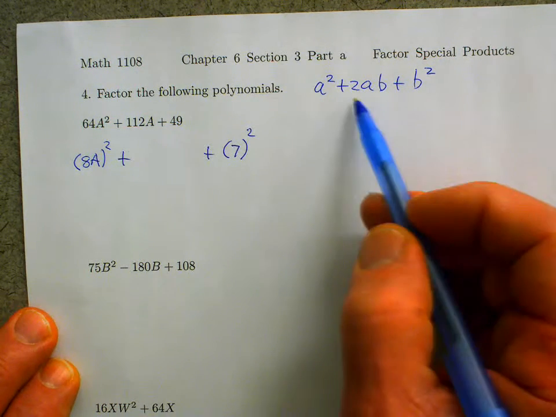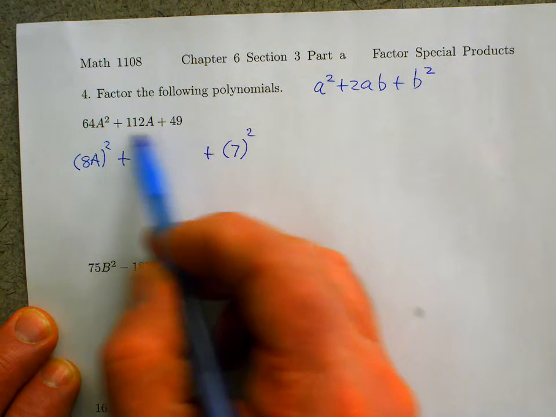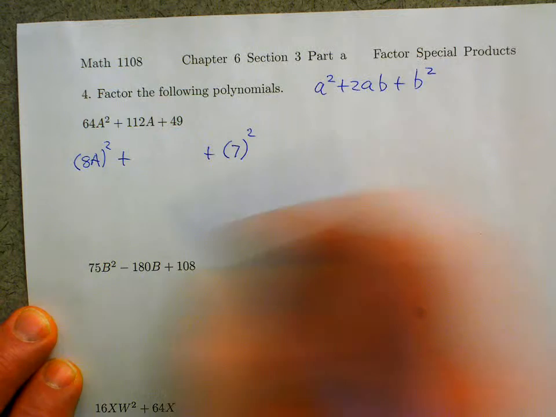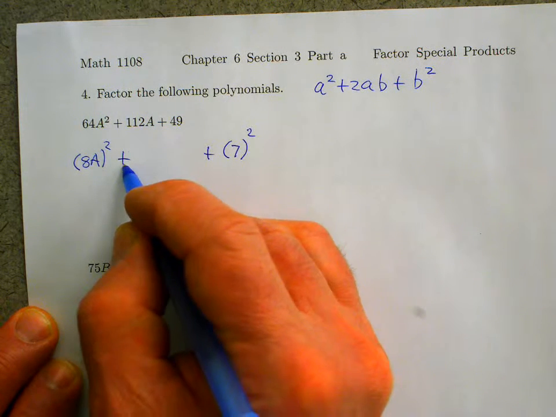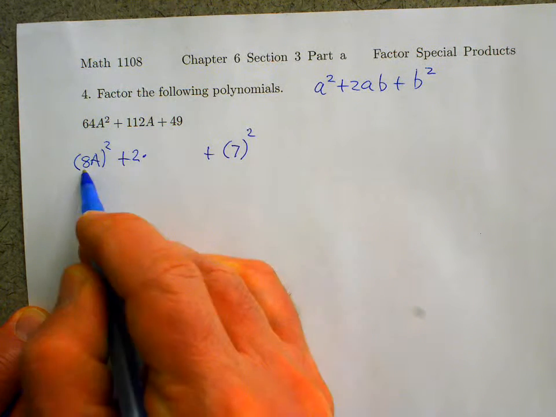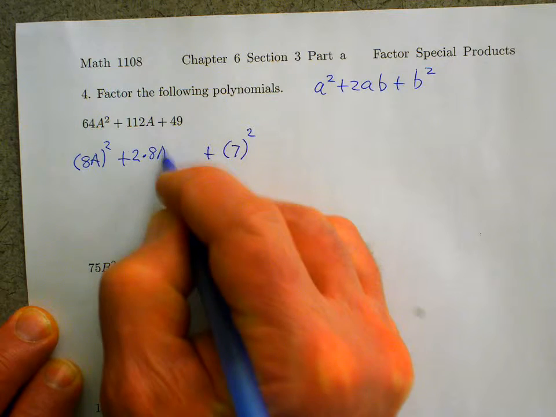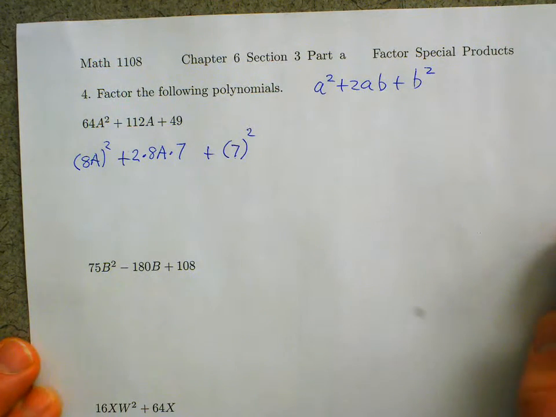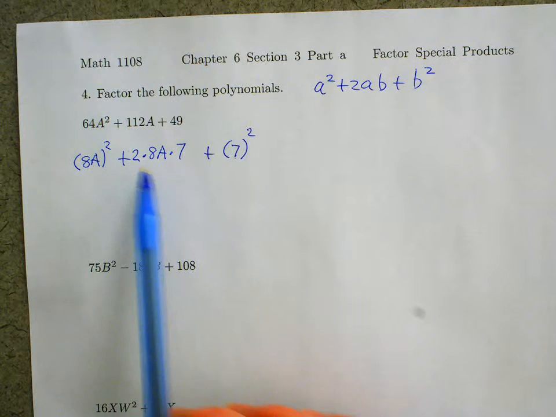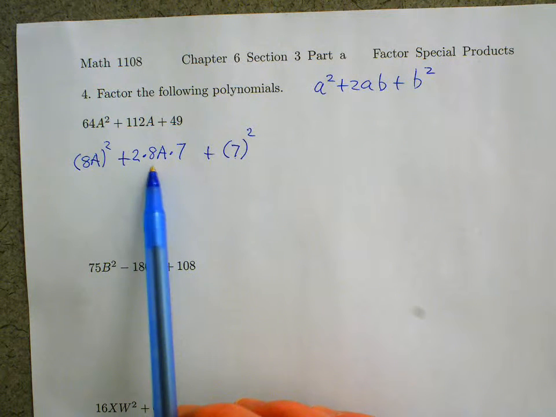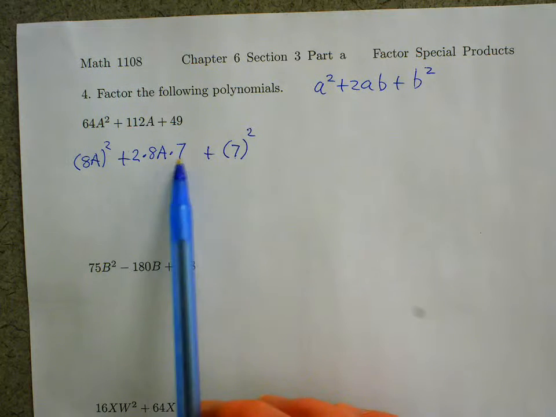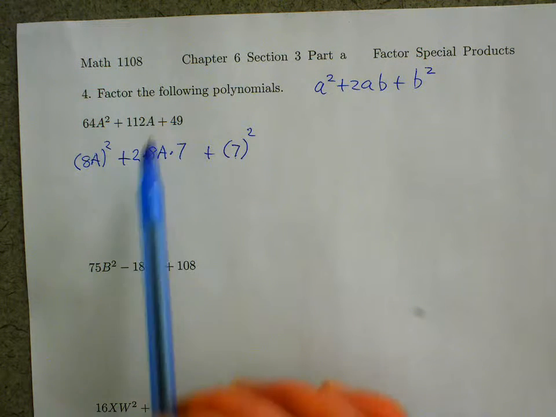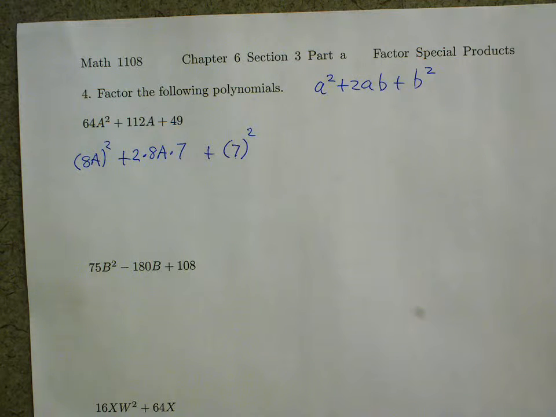And we want to check to see if the middle term has the form plus 2 times a times b. So we'll write plus 2 and then 8 times capital A times 7. And sure enough, 2 times 8a is 16a, and 16a times 7 is 112a. So it is a perfect square trinomial.